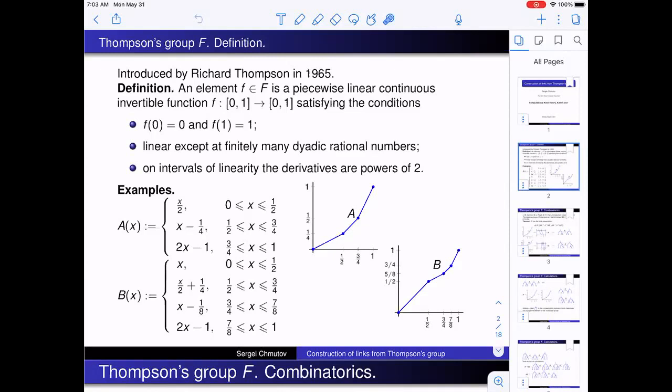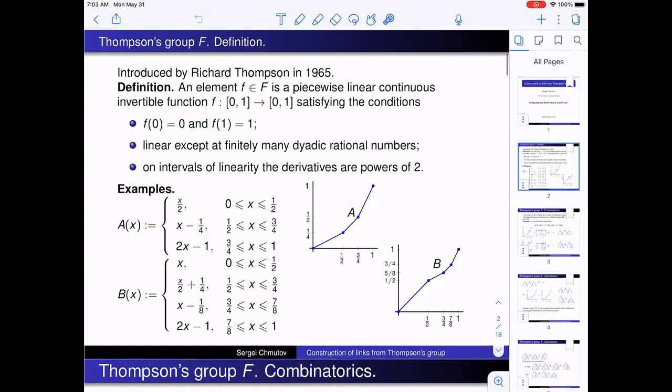Anyway, that function is supposed to be continuous, and it fixes 0 and fixes 1. Also, it is piecewise linear, and the points where it changes the slope, where corners are, are supposed to be dyadic numbers, that is, numbers of the form k divided by 2 to the power a in reduced fraction. So the denominator is a power of 2, that means dyadic.